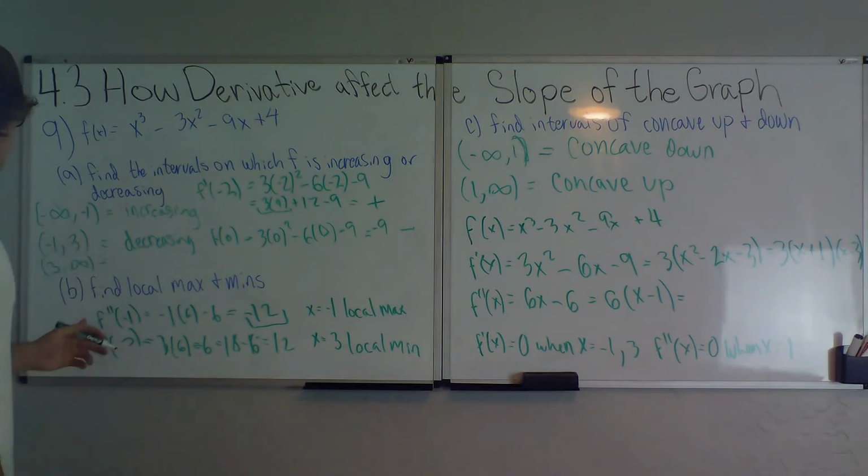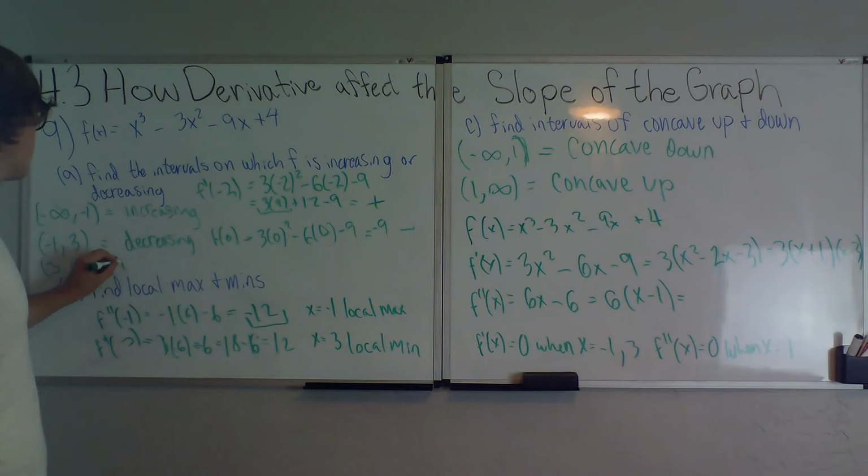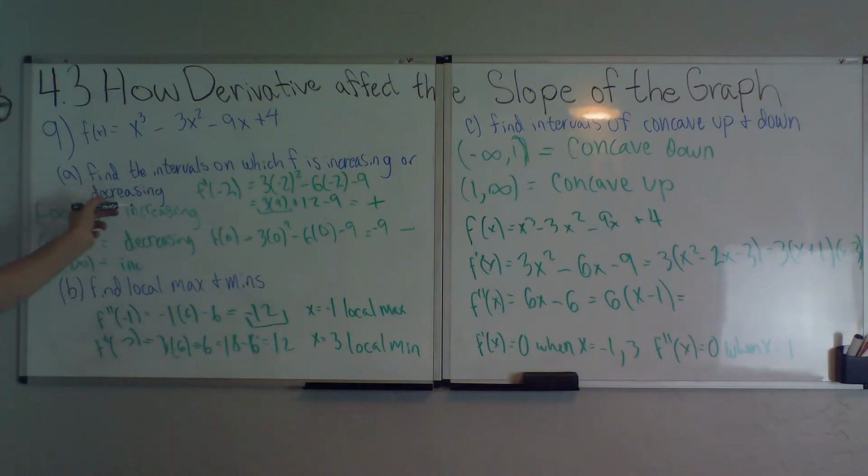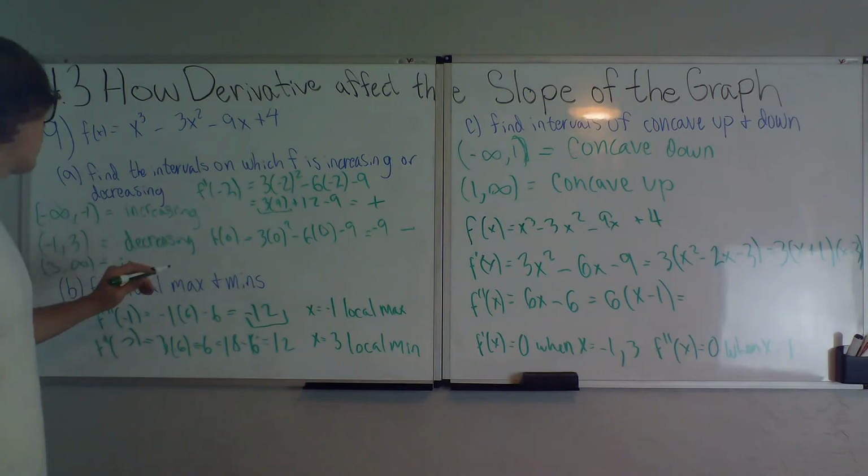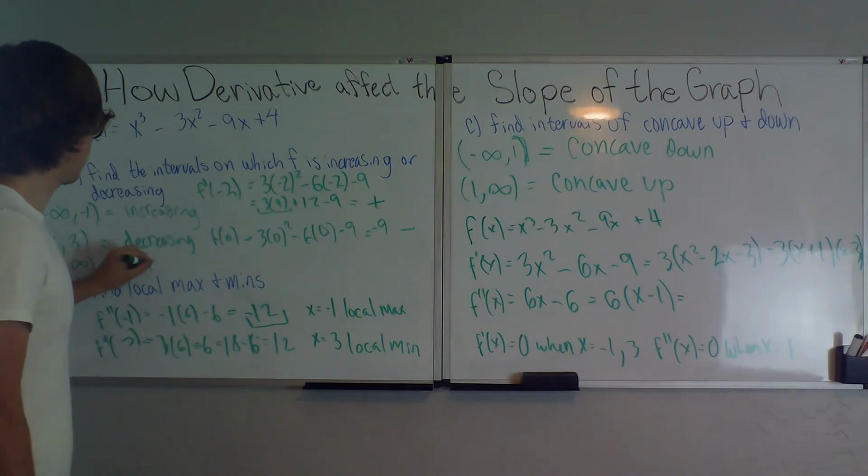And finally, we do 3 to infinity. We just plug in f prime of 4. It should be increasing anyways, because it goes from increasing to decreasing, so it must switch back to increasing. But we still have to check, because it is not always the case that that happens.